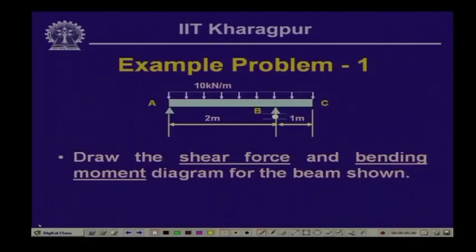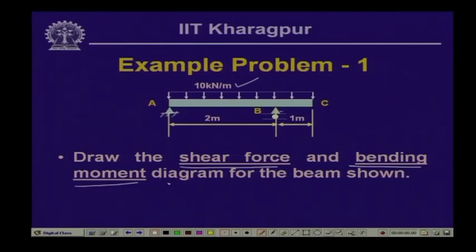Now, this is the example problem which I had given you last time and asked you to solve. Let me just tell you the salient points of this. We need to draw the shear force and bending moment diagram for this particular beam. As you can see here, this is on a hinge support and this is on a roller support, and there is an overhang on this beam.